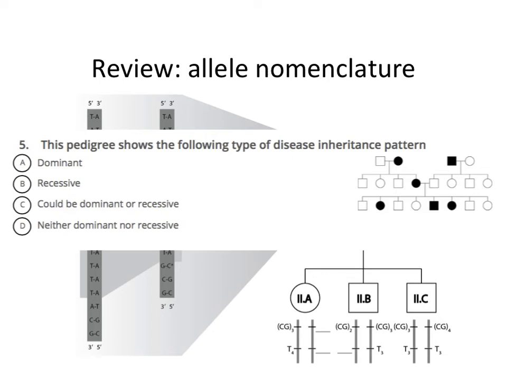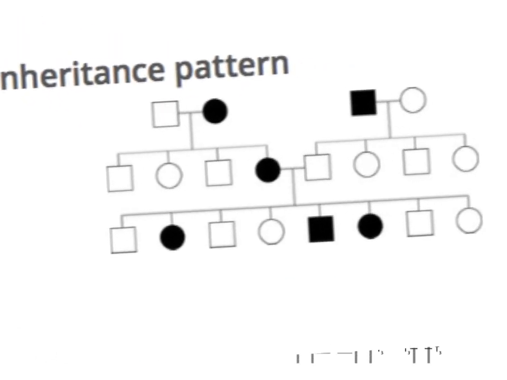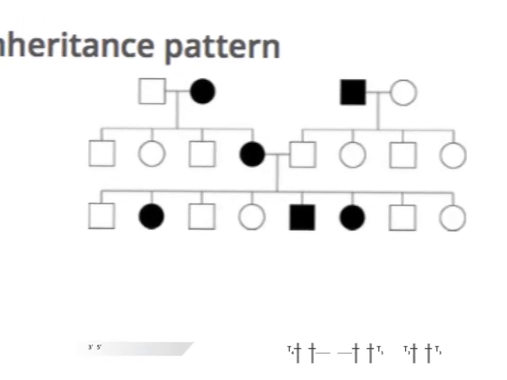Okay, so there's that inheritance pattern. Somebody said, what? Couldn't the father be? So what's the genotype of that male? If this is recessive, this individual does not have a phenotype. So this, right, if this is recessive, that's what the hypothesis is.